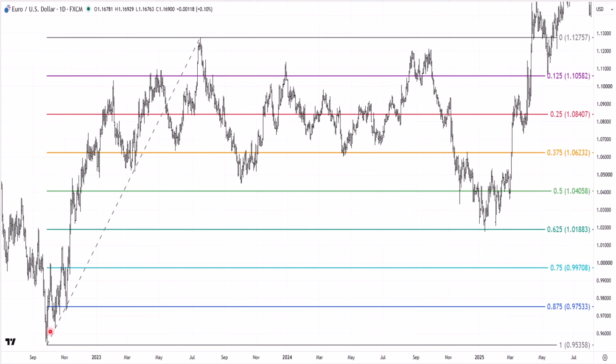And you can see here that the euro, after its big run up from September 2022 into mid 2023, retraced 62.5% of that run, almost to the point there. Now, this is a price milestone. A price cluster is when you have two or more, I like to see three or more, but a cluster is two or more price milestones right at the same spot.